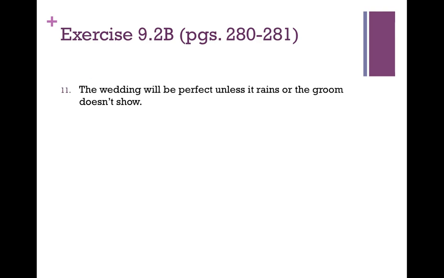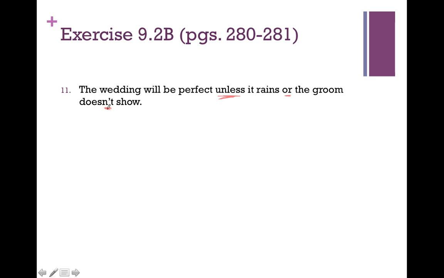Number 11, the wedding will be perfect unless it rains or the groom doesn't show. Now this is a tricky one, and the first thing I want to do is figure out all the various connectives we have. And as it turns out, we have 3 connectives. We have unless, we have or, and then notice we have not right here. The groom does not show. So this is going to be a pretty complicated one.